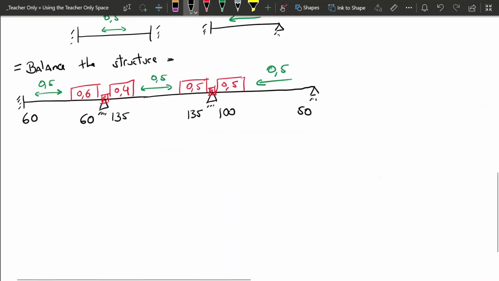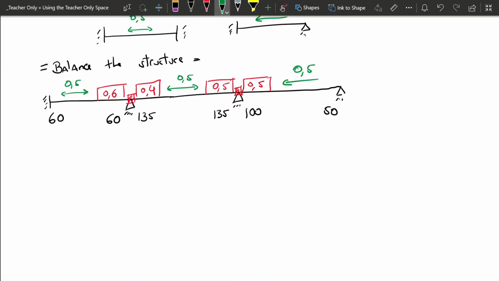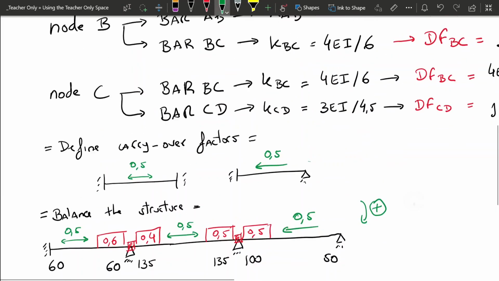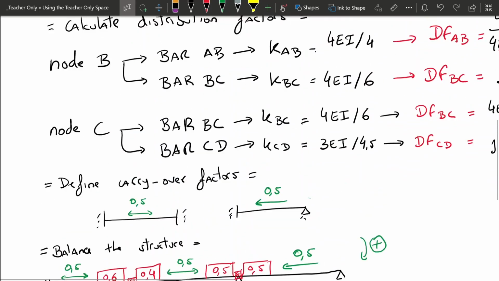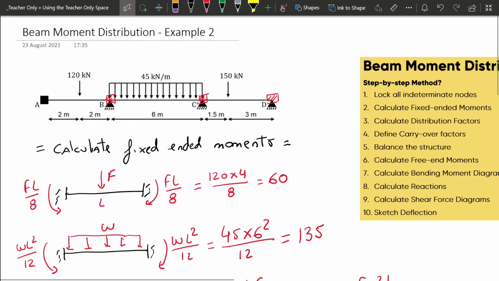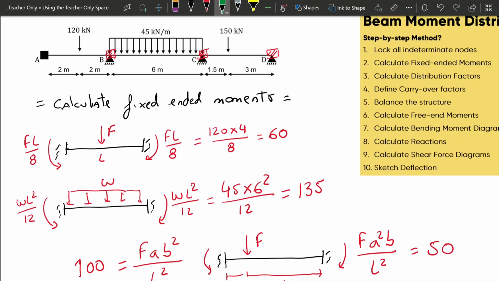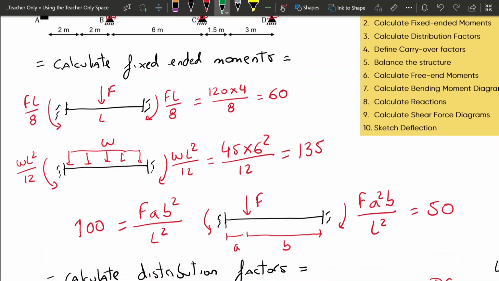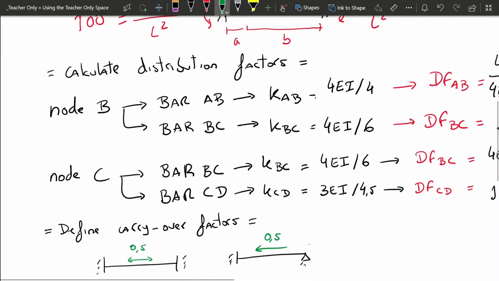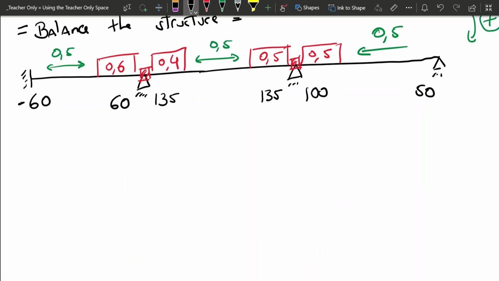And now before we continue, just check the signs. Remember that these are the positive direction. So moments that look like this stay positive, moments that are counterclockwise are negative. So in this case, all the moments we have on the left side are negative, all the moments we have on the right side are positive. So now I can add minus 60, minus 135, and minus 100. So we're now in a position to start balancing our structure.